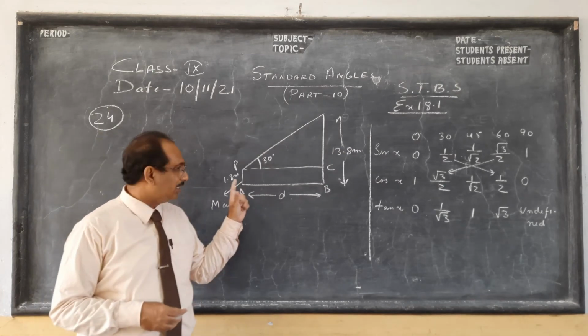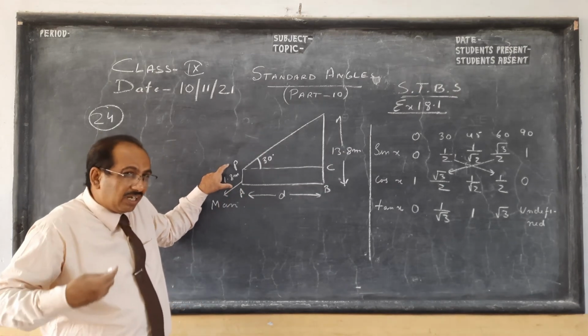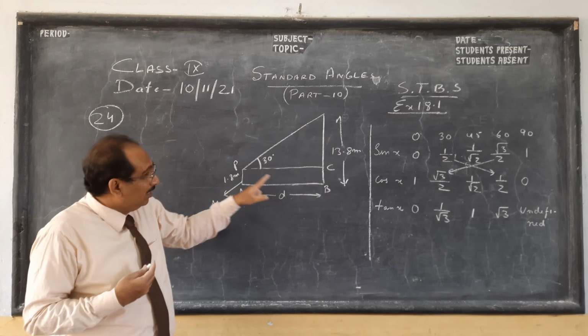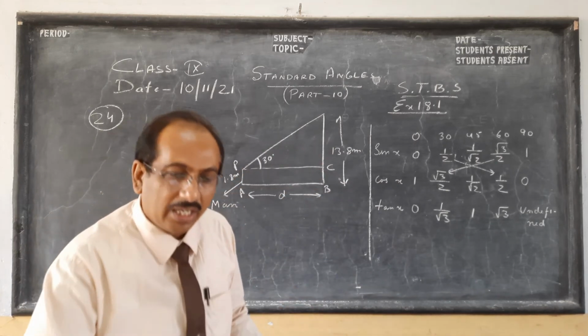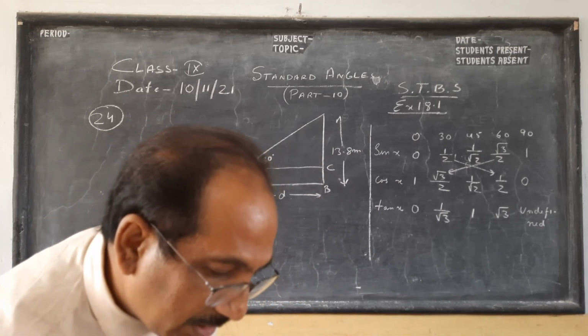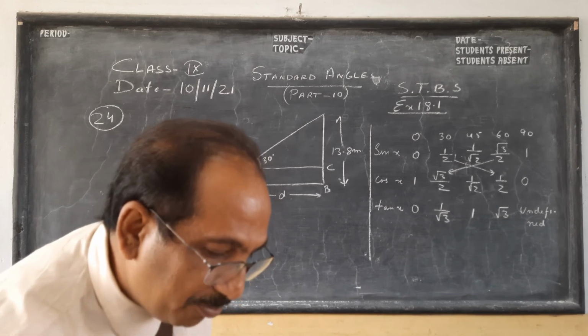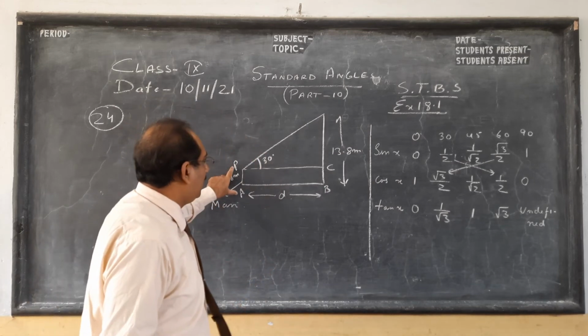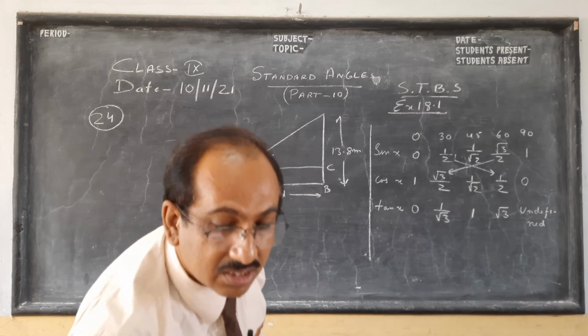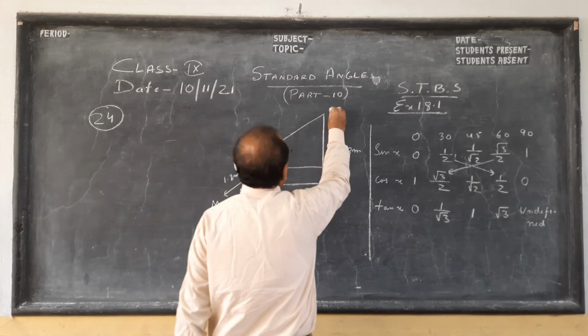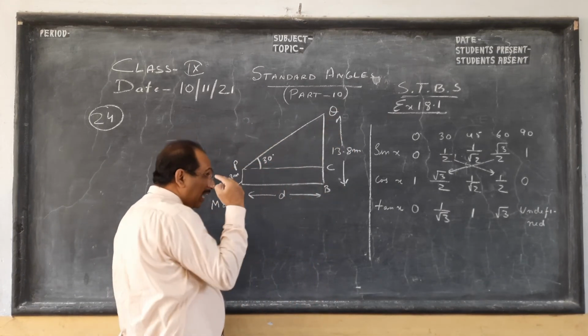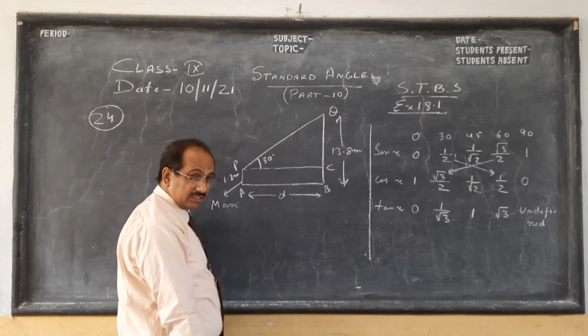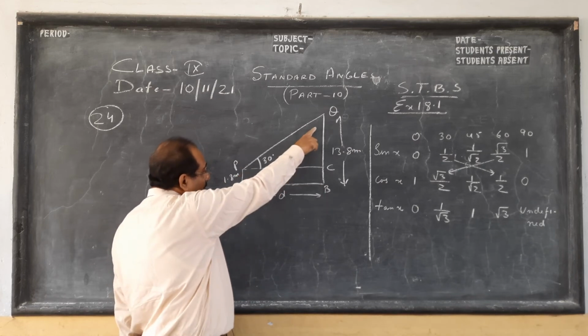A man is there, see. So the man's height is 1.8 meter, like mine. His eyes are here. He sees a building. BQ is a building and AP is a man, and this is Q. So this is the building's height. And through his eyes, because our eyes are not in our legs, here he sees it to be 30 degree.